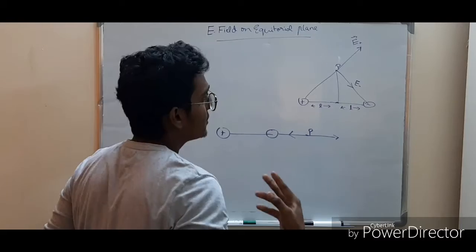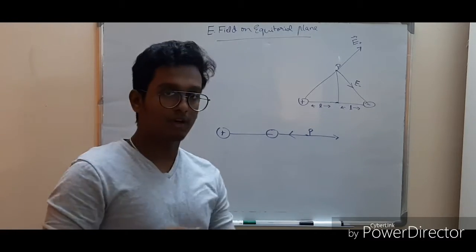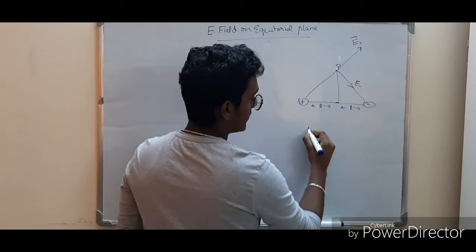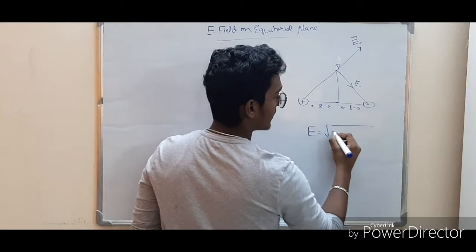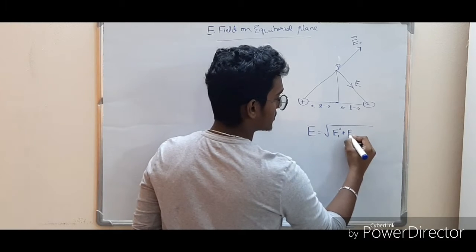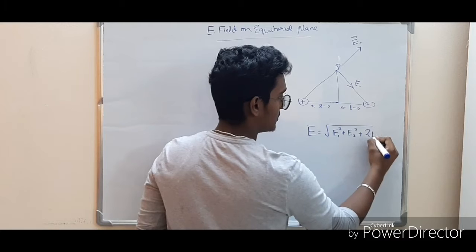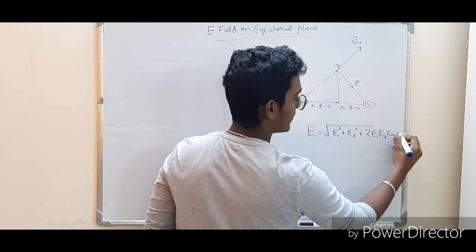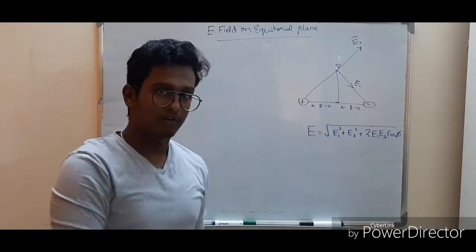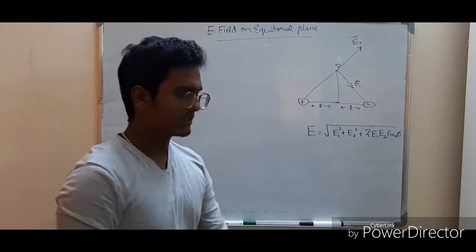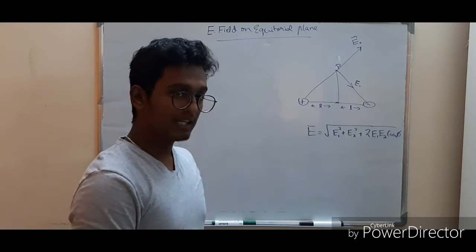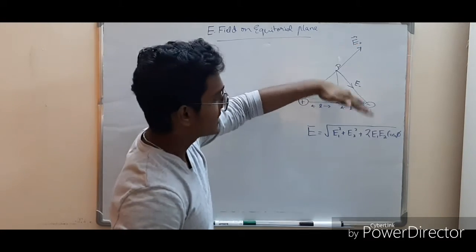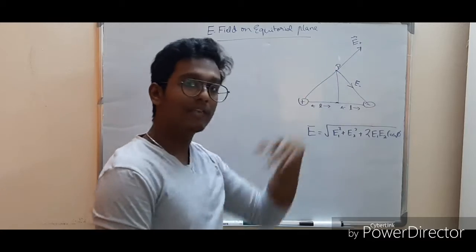So we can use two methods. One is using the formula for a resultant vector, which is net vector E is equal to root of E1 squared plus E2 squared plus 2 E1 E2 cos of the angle between them, phi. This is the formula for the resultant of any two vectors. The other method is to resolve the component of this vector along the line and similarly this vector along this line and then add them together.